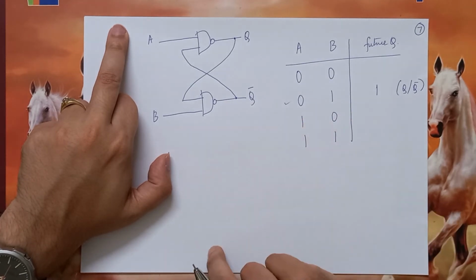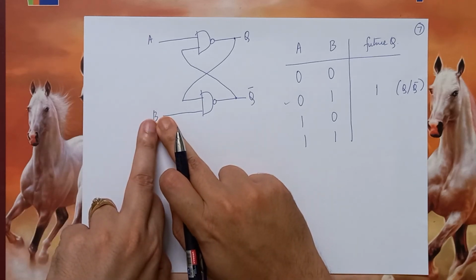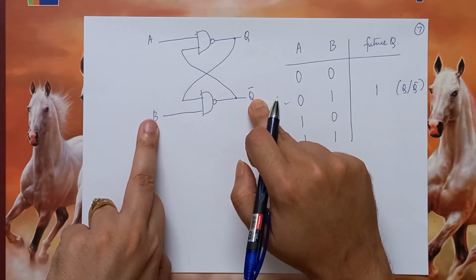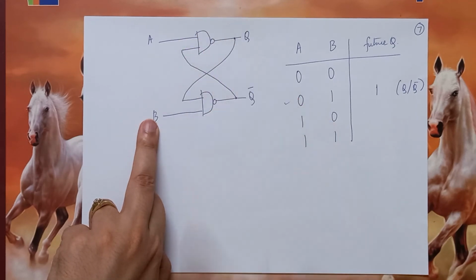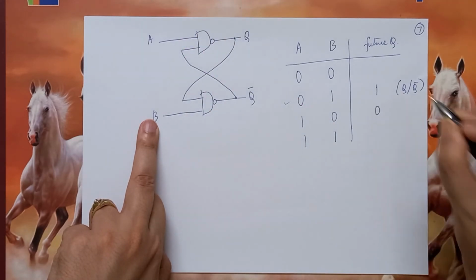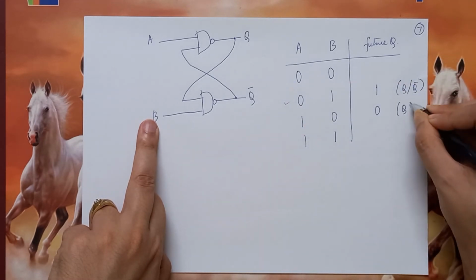Let's consider 1 and 0. If A is 1 and B is 0, so if B is 0, automatically Q bar will become 1. This one will go over here. 1 and 1 will give me a 0. So now Q will be 0. Q bar we got as 1, Q is 0. Here also Q and Q bar are proper complements.